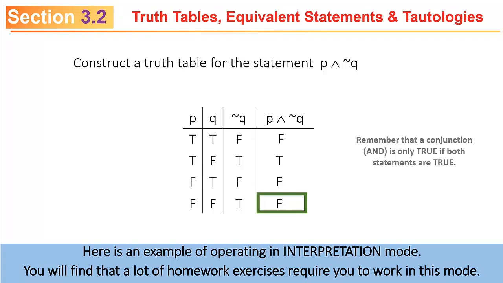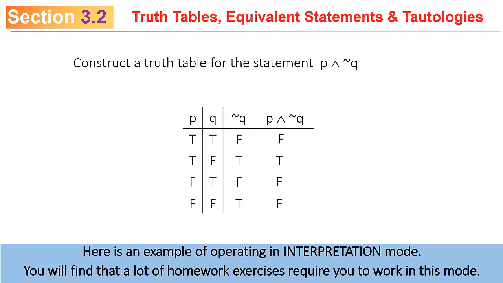So you go down there and you interpret and by remembering that it's only true if they're both true. And that gives you the complete solution for that truth table for that original statement. Pretty simple if you take it one step at a time and create those intermediate columns when you need them.